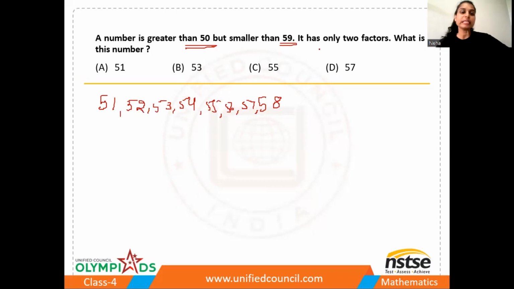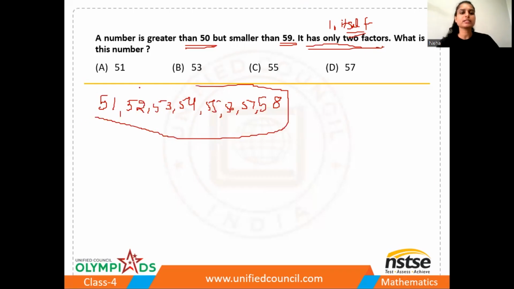But my dear students, one thing is also given: that it has only two factors. So if the number has only two factors, basically for every number the two factors are fixed. The first factor is 1 and the second factor is the number itself. So 1 and the number itself will be the two factors of the number. No other factor is possible for that number. So I think checking all these numbers will take some time in the exam. What can we do in this situation?